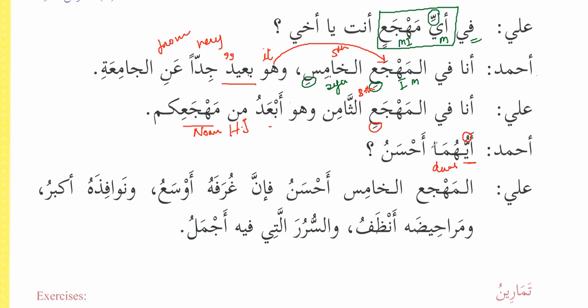I mean, these two, the number fifth one and the thamin. Fifth and the thamin means fifth and eighth. Which one of these two are better? Ahsan, better. Ali says, Al mahja'u. Why Dhamma? Because this is the mubtada, starting of the sentence. This is sifa, so it will follow Dhamma. Al mahja'u al khamisu means the fifth, number fifth dormitory or hostel is better.